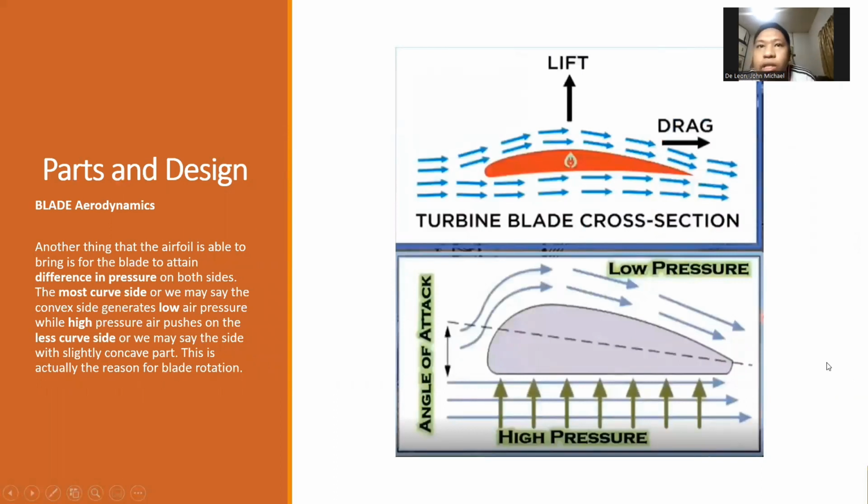Another thing that the airfoil is able to bring is for the blade to attain a difference in pressures on both sides. The most curved side, or we may say the convex side, generates low air pressure, while high pressure air pushes on the less curved side, or we may say the side with a slightly concave part. This is actually the reason for blade rotation.